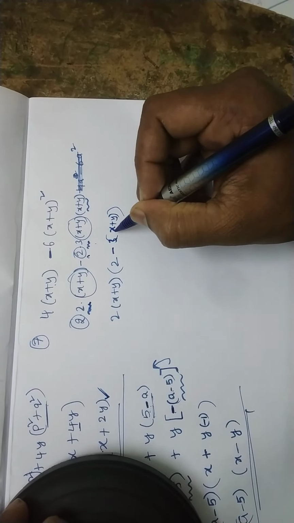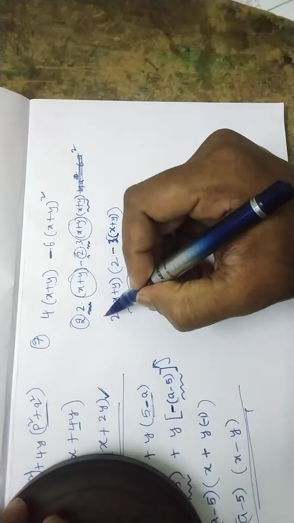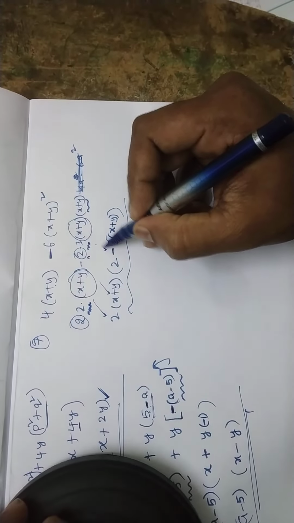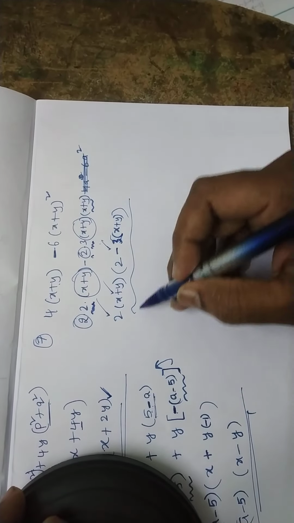That's it. So this is called factorization. Done. So 2 is a factor, x plus y is a factor, 2 minus this entire thing is one more factor. Finished. Done.